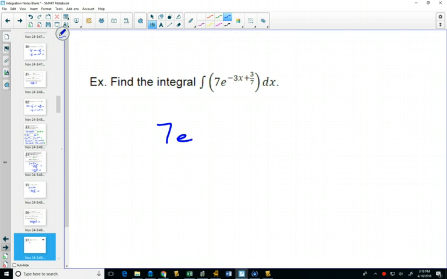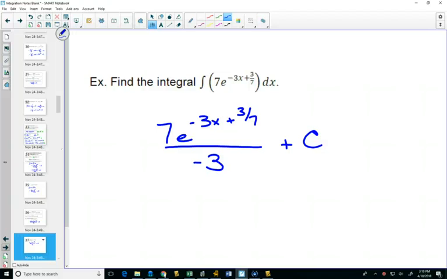So normally the integral of e to the x stays the same. But if you were doing the derivative of this, you would have a chain rule where you'd multiply by negative 3. So you divide by negative 3 to compensate. Same thing happens with sine and cos.